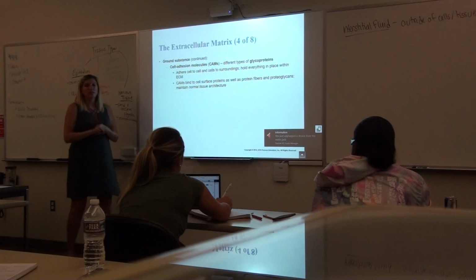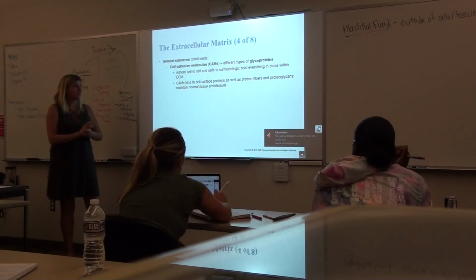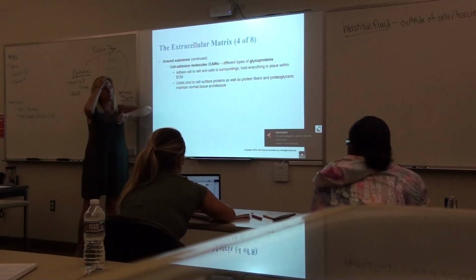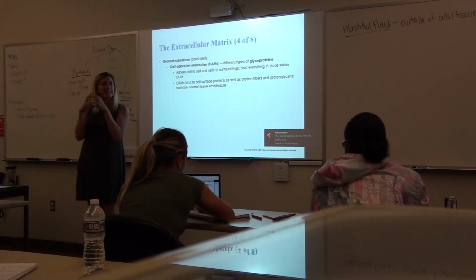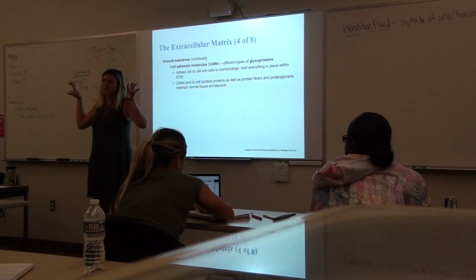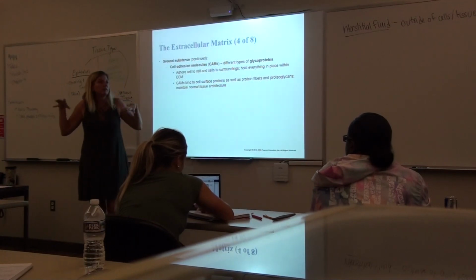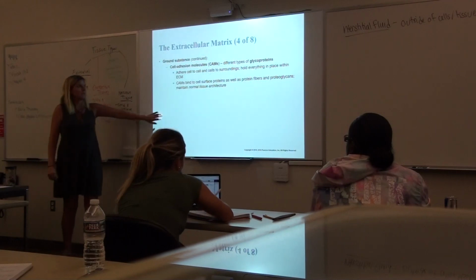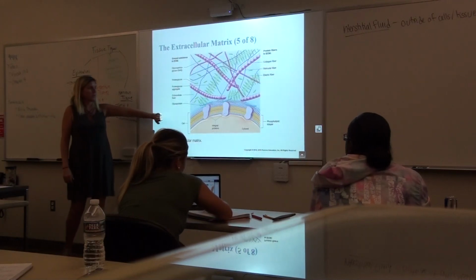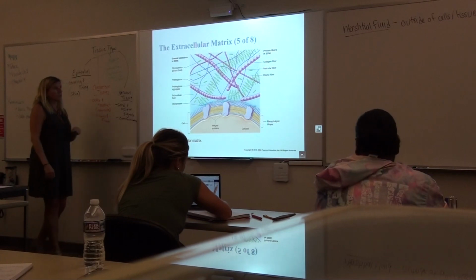There's other ways that our cells can connect to each other. One's called cell adhesion molecules. Sometimes these are within that ground substance, helping the cells connect to each other or to other things. And this will, again, just help hold those cells in place so the tissue can maintain its architecture.